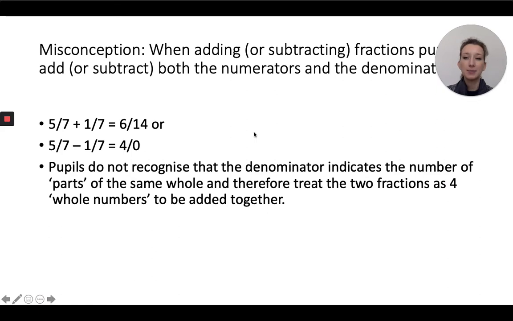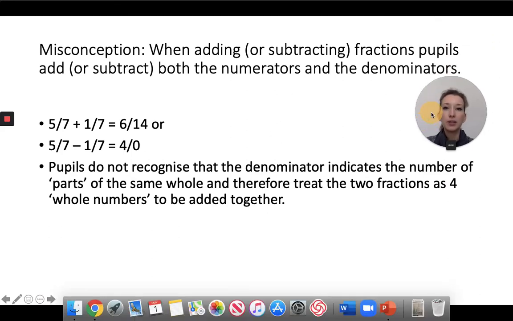So let's look at this misconception. Often when adding or subtracting fractions, people add or subtract both the numerators and the denominators. So if you take a look at this one, perhaps you've got an idea of how they might have got that 14. So 5/7 plus 1/7, this child's got 6/14. And they've decided that 5/7 take away 1/7 equals 4/0, which seems very plausible.